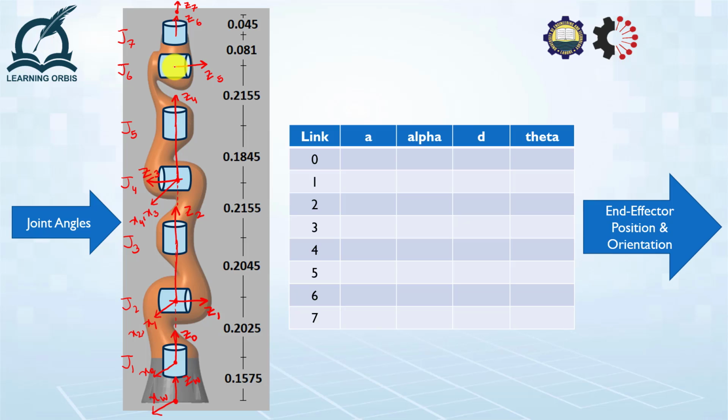Now coming towards x5. z4 is intersecting x5 at this point. So once again, I have to choose x like this. So it will be x5. And for x6, z6 and z5 are intersecting at this point. So this axis will be x6. And for x7, as z6 and z7 are parallel and overlapping, I can choose x7 to be anywhere. I'm going to choose a reasonable position, which is this one.